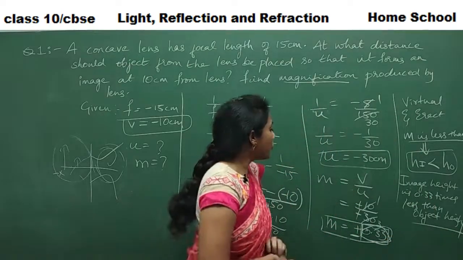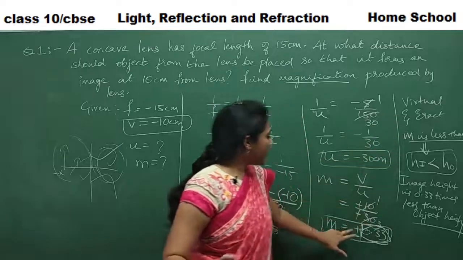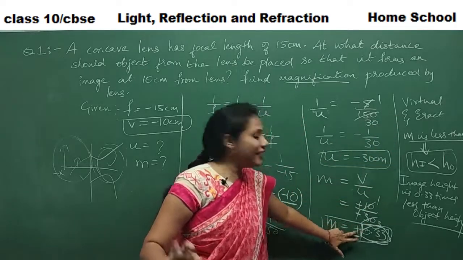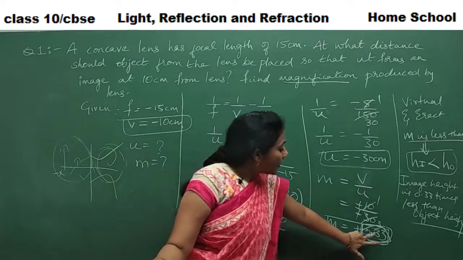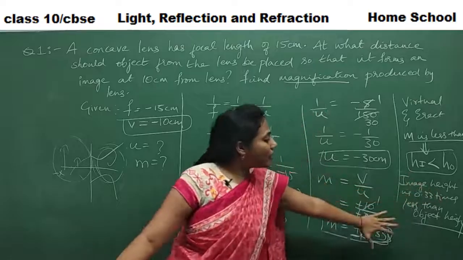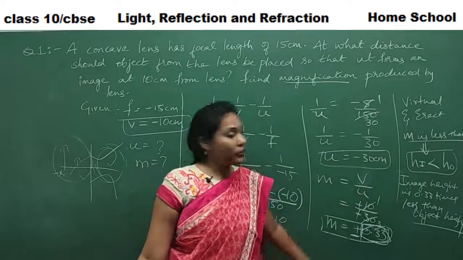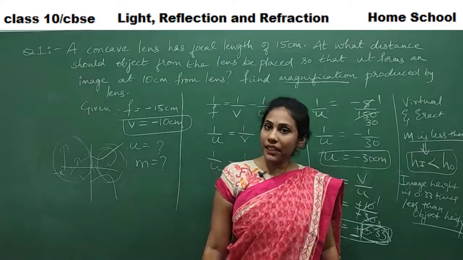Got to know? So that is how you have to give the answer. If nature is asked, you can find that with the help of sign of magnification. Sign will tell you the nature. Number will tell you whether image size is greater or object size is greater. Okay. So this is where you have to be very, very careful. Right?